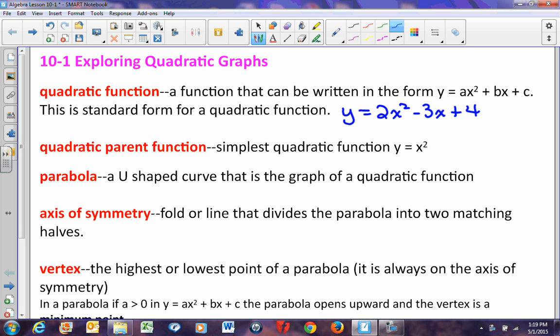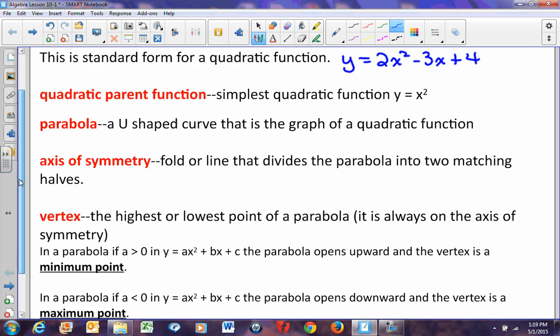The quadratic parent function is the simplest quadratic function, y equals x squared. A parabola is a U-shaped curve that is the graph of a quadratic function. All quadratic functions are parabolas. The axis of symmetry is a fold or a line that divides the parabola into two matching halves. In other words, if you fold it along the axis of symmetry, one half would equal the other half if they line up and lay on top of each other.